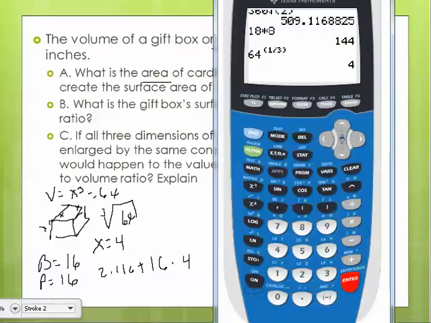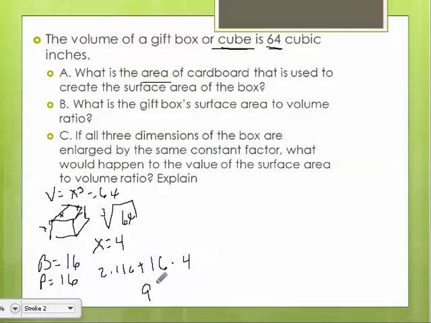Okay? I'm going to come over here and real quickly do 6 times 16. Where'd the 6 come from? 4 plus 2. Factored it out real quickly. 96 inches squared. So 96 square inches of surface area.